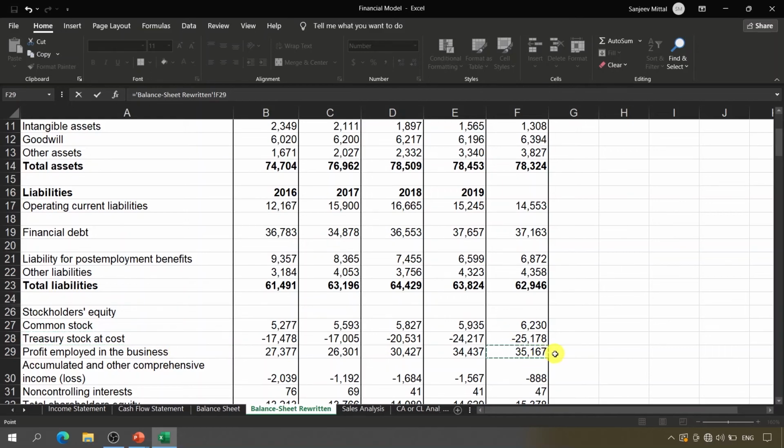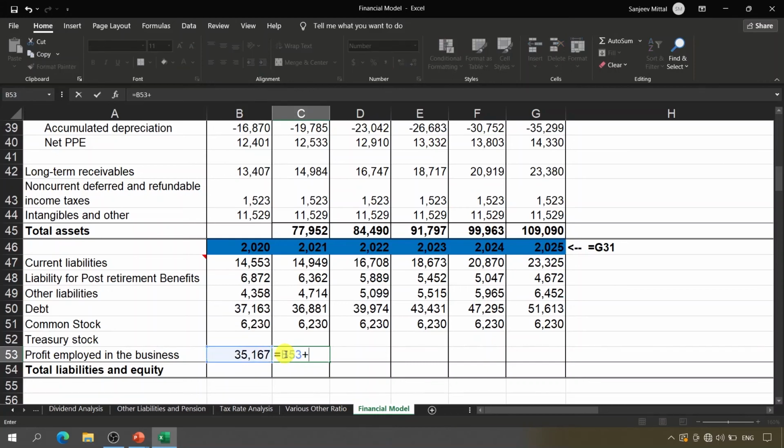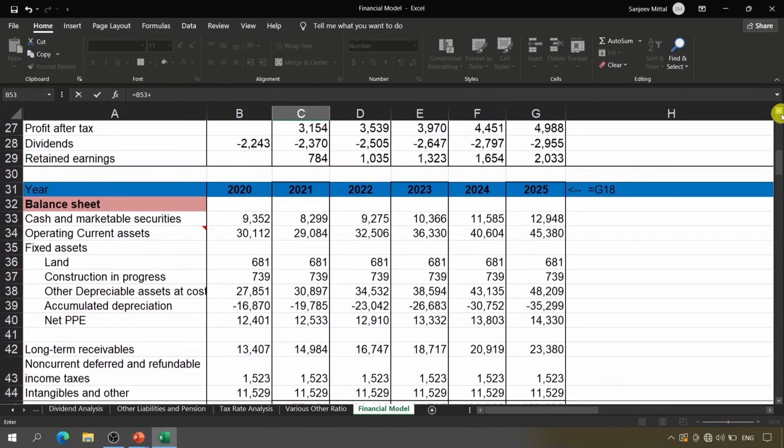So inside the re-return balance sheet, you can simply see our profit employed in the business for the year 2020, which is 35,167, and I have written this number here. After that, as you know, this profit employed in the business keeps on increasing by every year's profit also. So it means that we were having a profit of 35,167 in the year 2020.